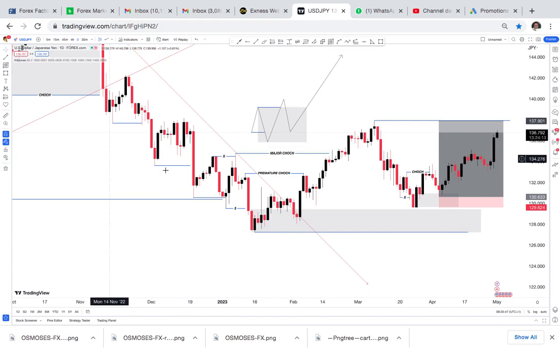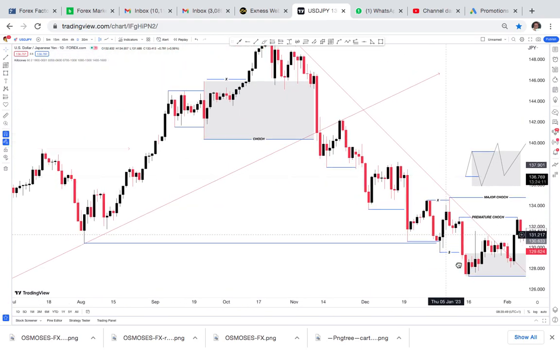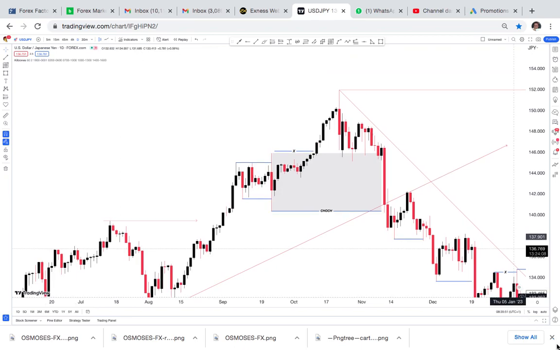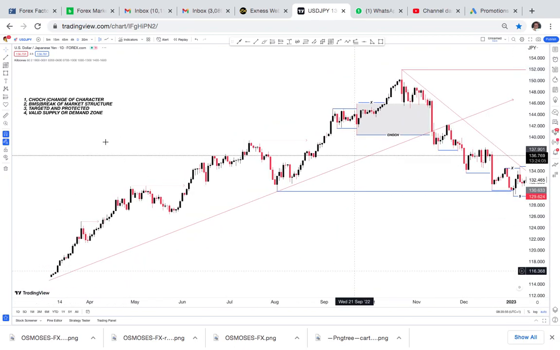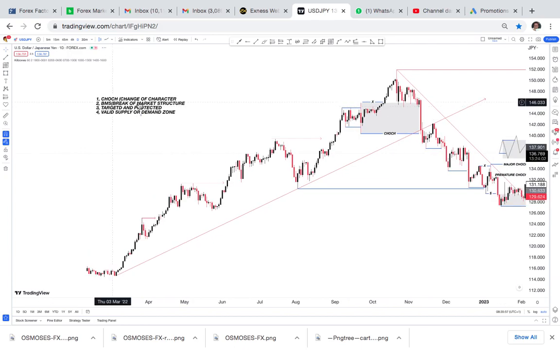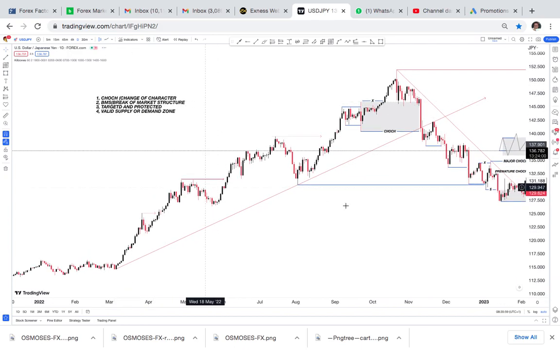So let's go back to the topic. We've talked about, what was it? Okay, change of character. So, break of market structure. Now let me enter break of market structure. What determines the break of market structure is the trend. The trend determines the break of market structure. The direction the market is breaking to is the trend.